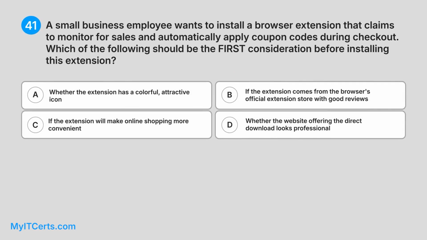41. A small business employee wants to install a browser extension that claims to monitor for sales and automatically apply coupon codes during checkout. Which of the following should be the first consideration before installing this extension?